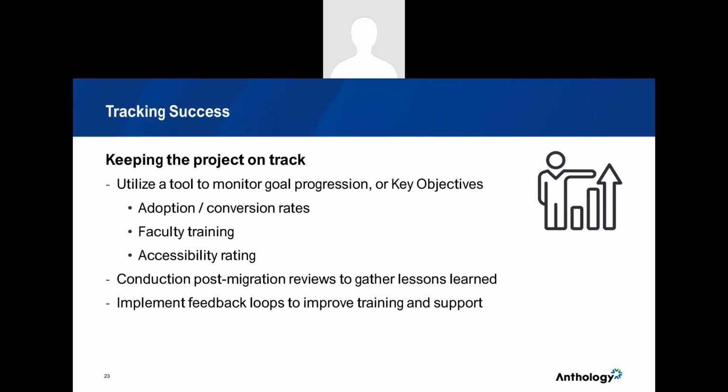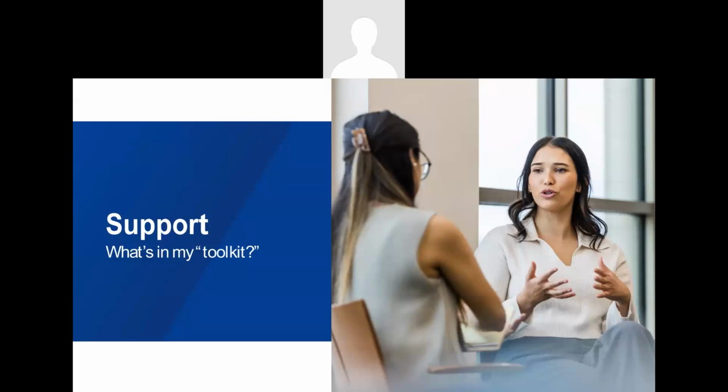It's always important to keep everything tracked and look at the numbers of faculty you've trained, look at your adoption conversion rates. If you're also doing an accessibility initiative, this is a good time to look at those Ally or accessibility reports for your course materials, and make sure you're just continually being iterative about your feedback and adjusting your plans.